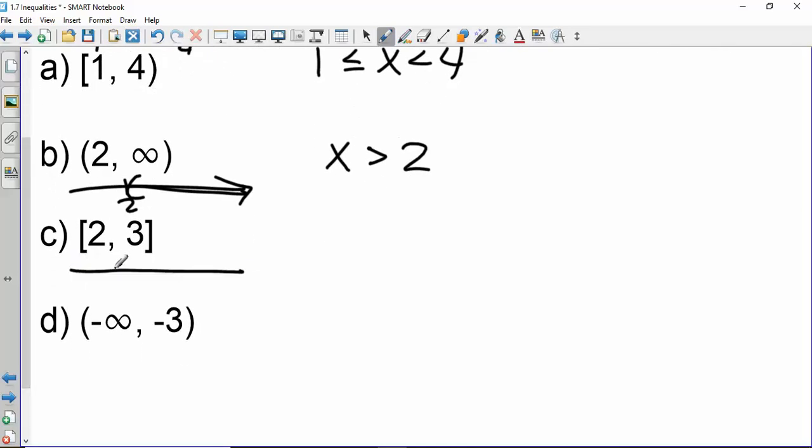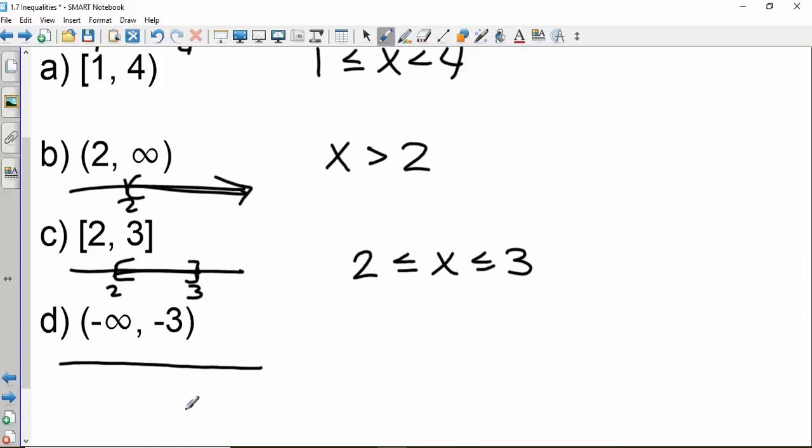C. This one is saying everything between 2 and 3. So what would I put? Good. D. Negative infinity to negative 3. So that's saying it looks like this.